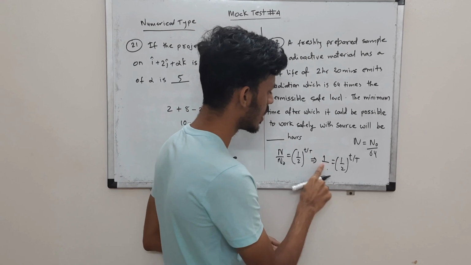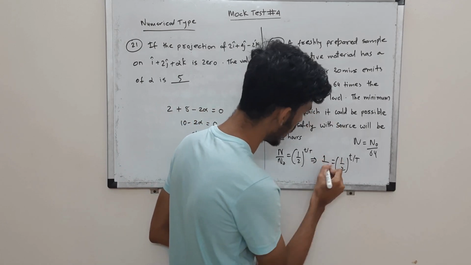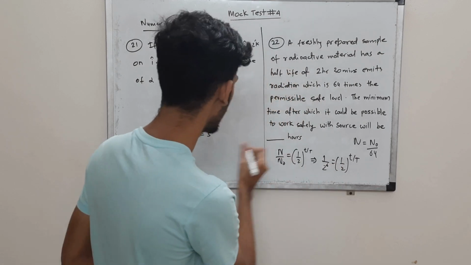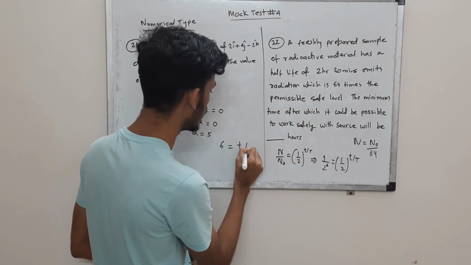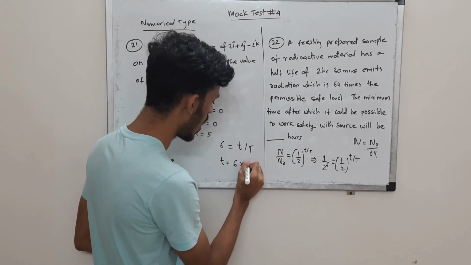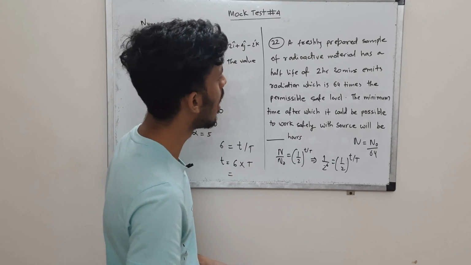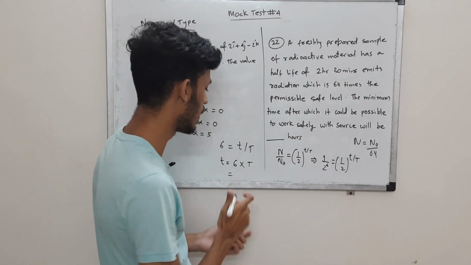So 64 is nothing but 2 to the power 6, right? 32 is 2 to the power 5 and this is 2 to the power 6. So if you compare on both the sides, this should have the same powers. So the time taken will be 6 times the half-life. The half-life is 2 hours 30 minutes. Let's keep it in hours.